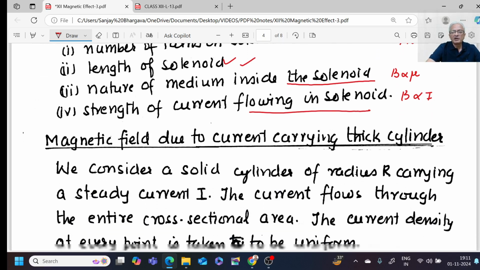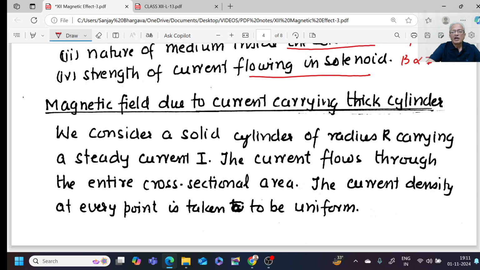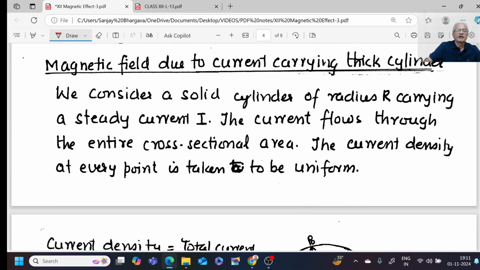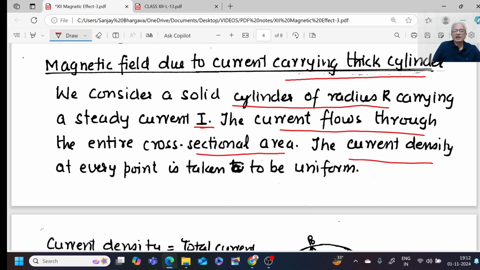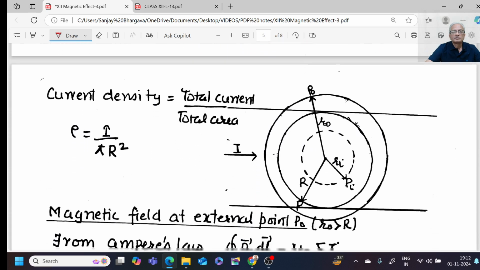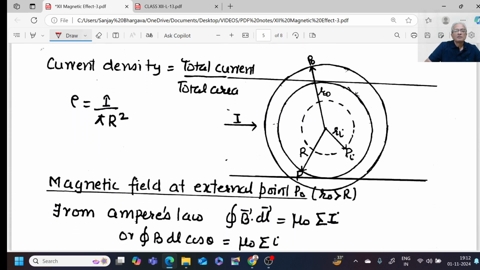Now, as the third application to Amperes law, we would like to calculate magnetic field due to current carrying thick cylinder. So here we assume a solid cylinder of radius r carrying a steady current I. The current flows through the entire cross-sectional area. The current density at every point is taken to be uniform. So current density, we define it as total current upon total area.